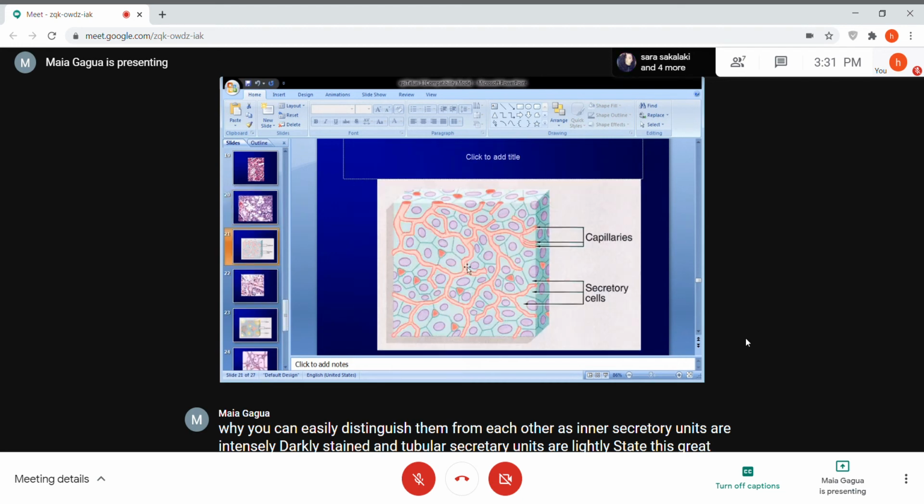Now look at this diagram. This is a diagram of an endocrine gland. These cells are endocrine cells. They produce hormones. The arrangement of cells may be different in endocrine glands. In this gland, the cells form cords, and you can see blood capillaries around the cellular cords.